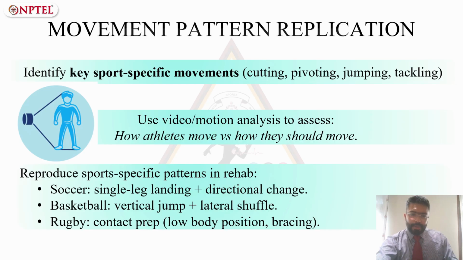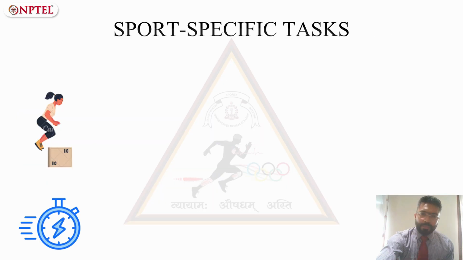For example, in soccer, single leg landing and directional change has to be practiced. In basketball, vertical jump and lateral shuffle has to be practiced. In rugby, maybe contact preparations with low body position and bracing has to be practiced. Now let's see the sport-specific tasks or motor qualities which are to be practiced.